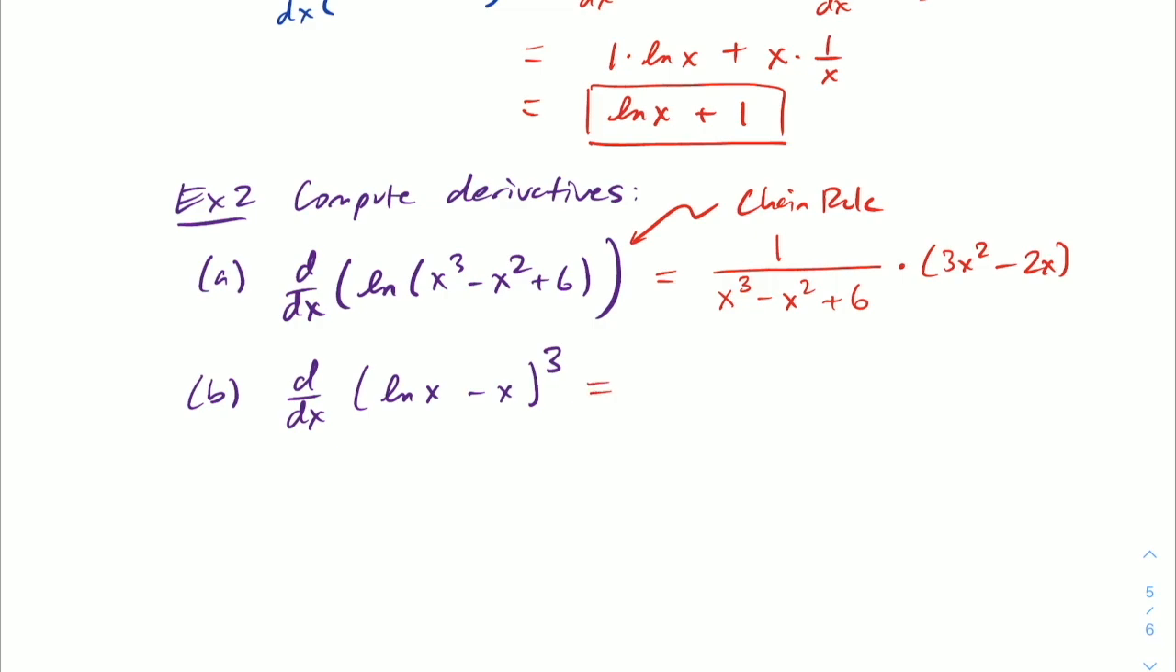All right, in the second part here, we have the natural log of x minus x inside this cubed function. So we'll take the derivative of the outside, the derivative of this cube function, which is 3 inside squared. And then we take the derivative of the inside. So we multiply by the derivative of the natural log of x minus x. And the derivative of the natural log is 1 over x, and the derivative of x is 1. So this becomes 1 over x minus 1.